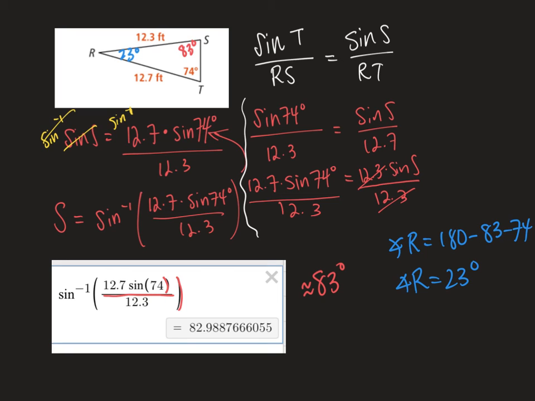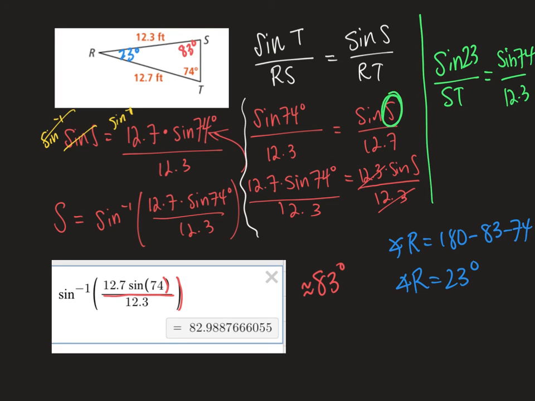Now, if I wanted to find ST, I could use angle R and the law of sines in order to find ST. So if I were going to do that, I would do the sine of 23 over ST is equal to, and I would use what was already given, so the sine of 74 all over 12.3. And then we would cross multiply and solve. We would not have to use the inverse because we are not looking for an angle. The only time we're going to use inverse sine, cosine, or tangent is when the angle is the missing piece. So when the angle is the variable, when I'm looking for an angle, I'll use the inverse. Otherwise, I won't use inverse.